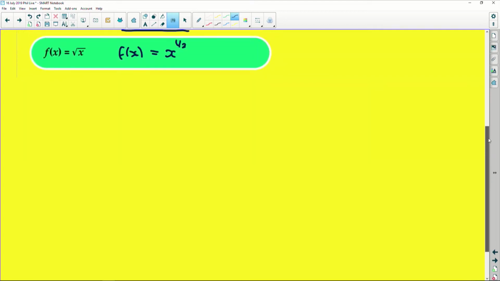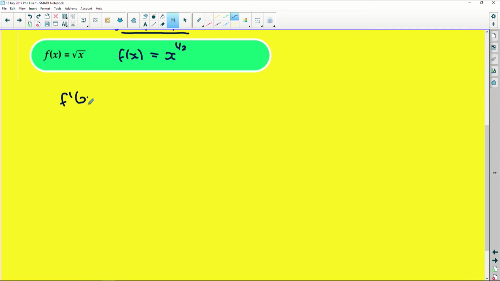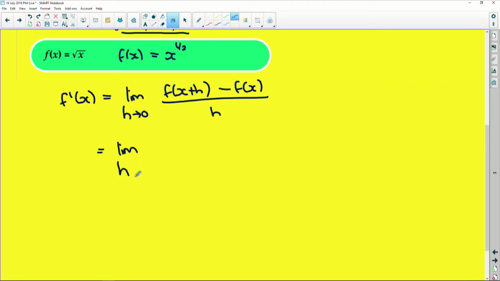We know that in order to find the first derivative, f prime of x is equal to, we take the limit as h tends to 0 of f of x plus h minus the original function f of x all over h. So let's plug in our function. So we're still taking the limit as h tends to 0. F of x plus h. So basically whenever you see an x in the original function, you substitute x plus h. So instead of x to the half, we have x plus h to the half minus the original function, which is just x to the power of a half all over h.